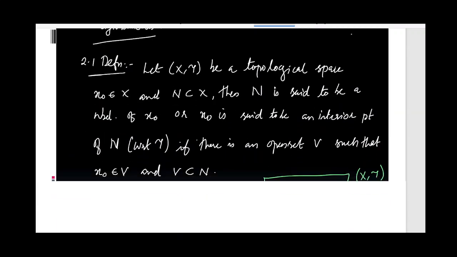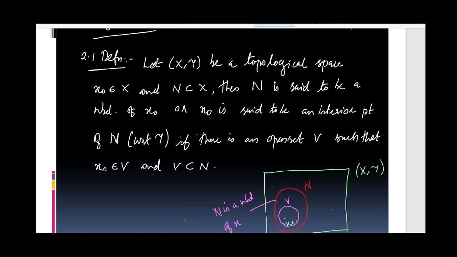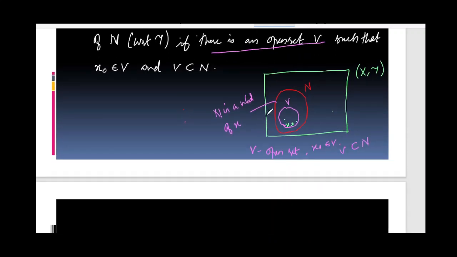Looking back to the definition, you have a topological space and a point in X and N a subset of X. Then N is said to be a neighborhood of x naught, or x naught is said to be an interior point of N, if there exists an open set V such that x naught belongs to V and V is contained in N. For example, we can consider the real line with the usual topology. Now take the point 1 belongs to R.